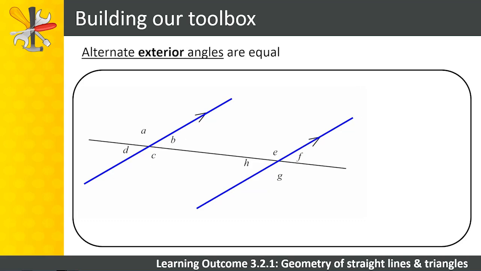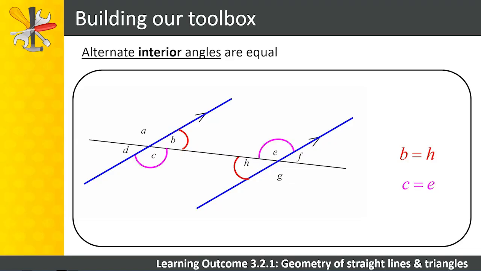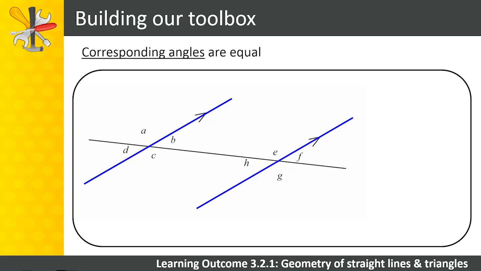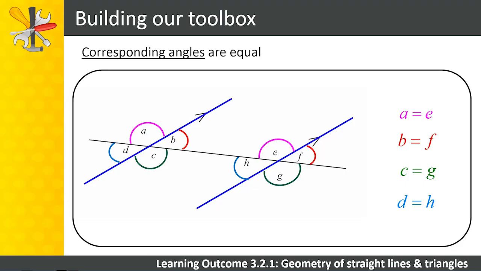Alternate exterior angles are equal, so A is equal to G. Notice that the angles are always the internal corners of a Z shape, and D is equal to F. Alternate interior angles are also equal, so B is equal to H and C is equal to E. Corresponding angles are equal, so A is equal to E, B is equal to F, C is equal to G, and D is equal to H.